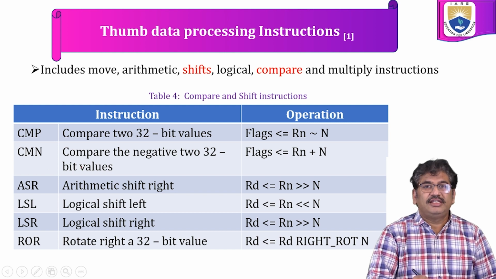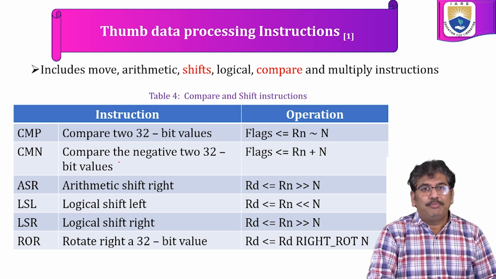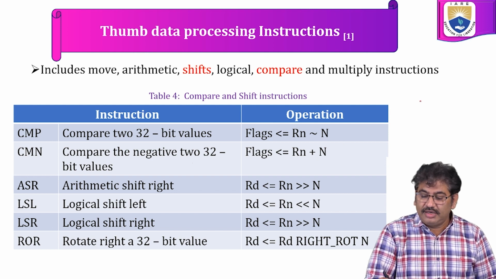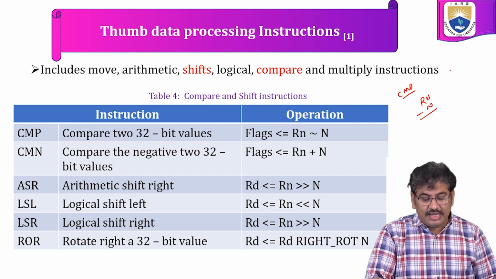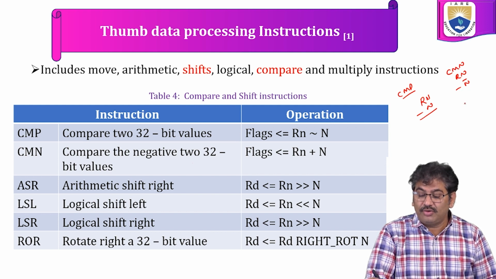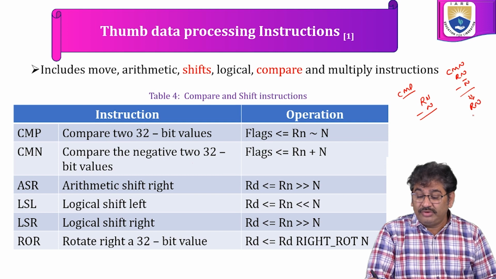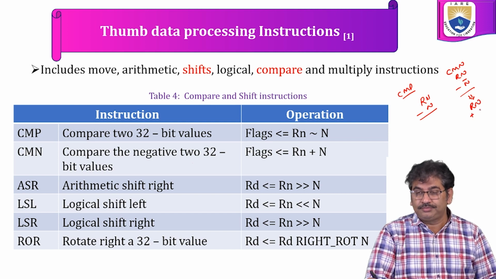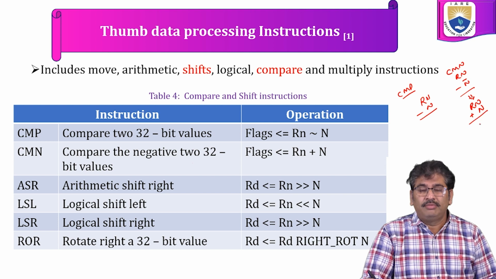The next instruction is CMN, which is used for comparing the negative of two 32-bit data. This instruction will do the complement of the second data. It is the same as compare, where we do Rn minus N. This is for the compare instruction. So in the CMN instruction, we are going to compare Rn and the complement of N, and the complement of a complement will become plus. So that we will take it as Rn plus N. Based upon the result, it will affect the flags.